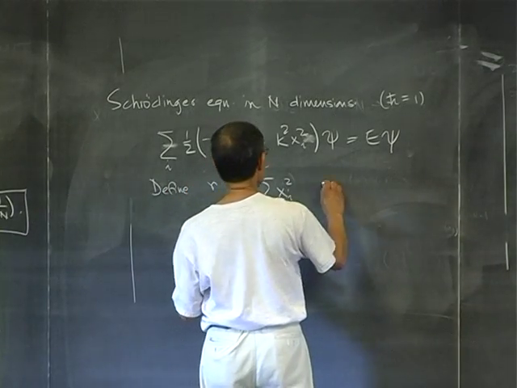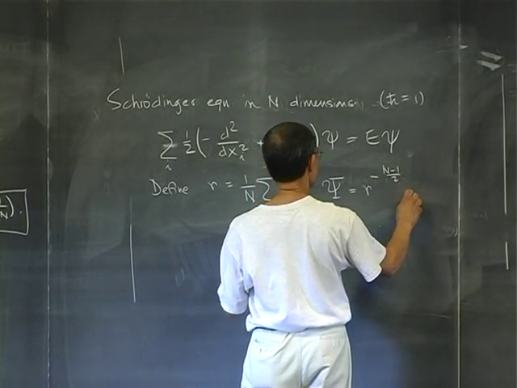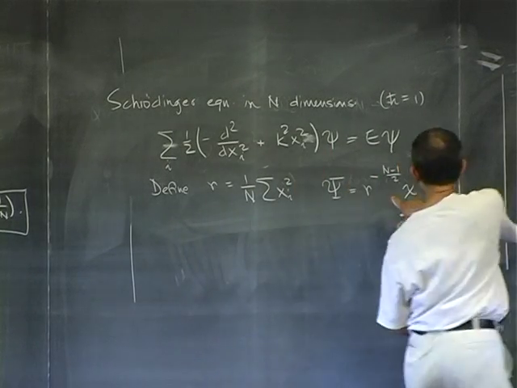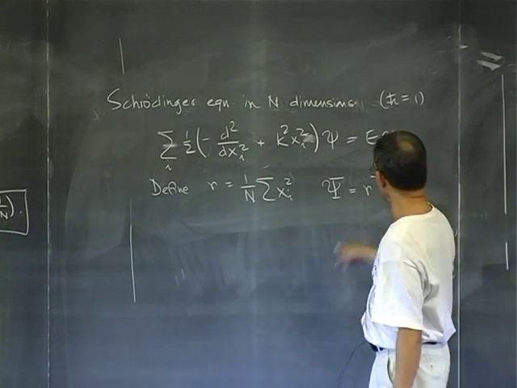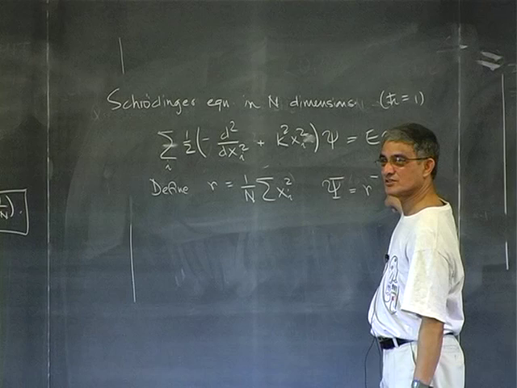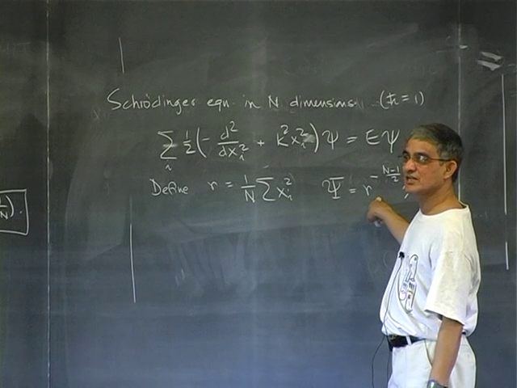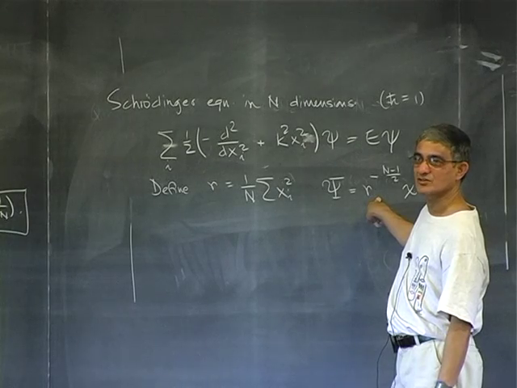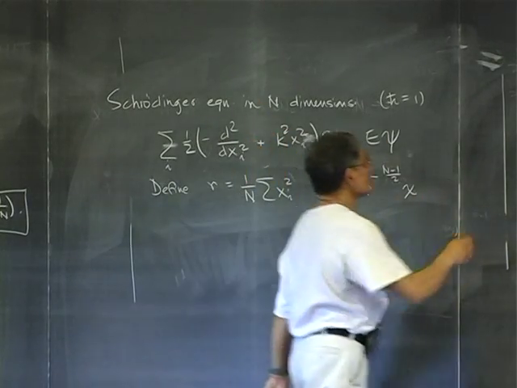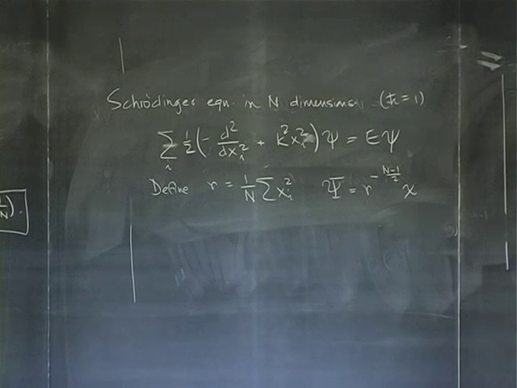And you define a wave function which is r raised to the power n minus 1 by 2 times chi. This is the analog of putting this 1 upon r for 3 dimensions. If n equal to 3, then 3 minus 1 by 2 is just minus 1, so it's 1 upon r. And this factor is of course a Jacobian factor which gets absorbed when I make a change of coordinates from Cartesian coordinates to polar coordinates. So basically in 3 dimensions I have dx1, dx2, dx3, that is given by dr, r square, and d omega.